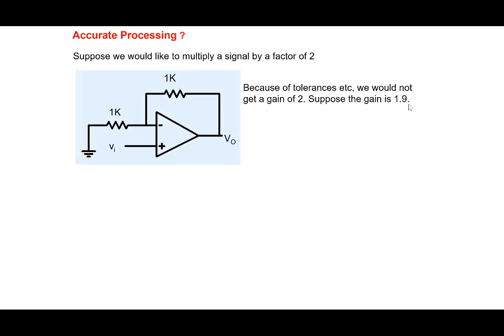But you really wanted to multiply your input signal by a factor of 2, and you're getting multiplied by a factor of 1.9. So for example, if I have a signal of 0.44 volts, we would get 0.836 instead of 0.88, and there is an error here. Depending on the nature of the application, this error may be significant. We're not able to do the processing accurately because the gain of 2, multiplication by 2, is not accurate because of the tolerances of the resistor, and there could be other reasons as well.